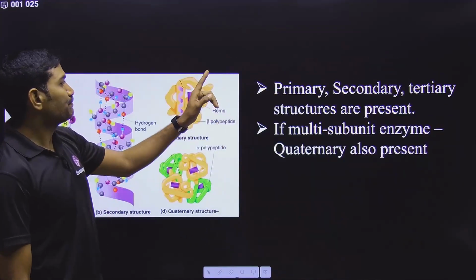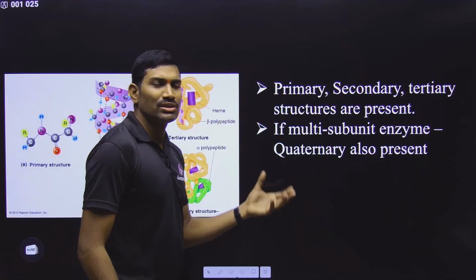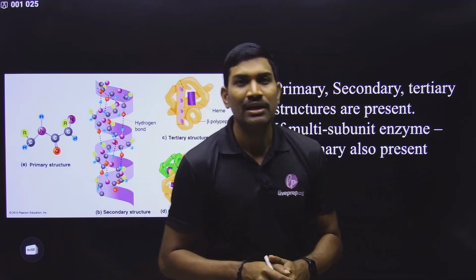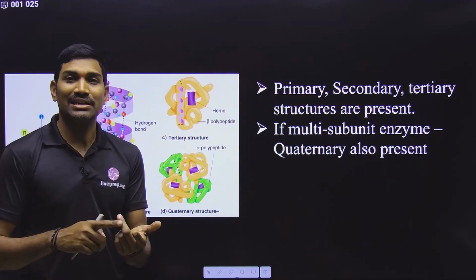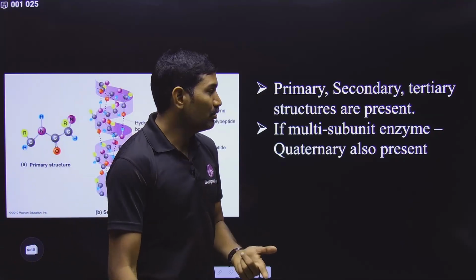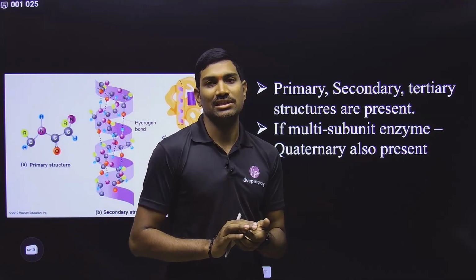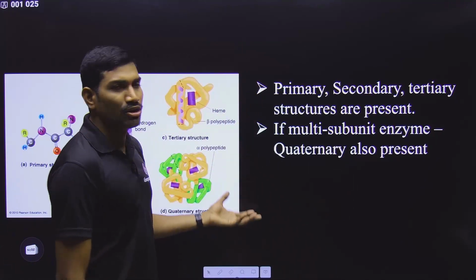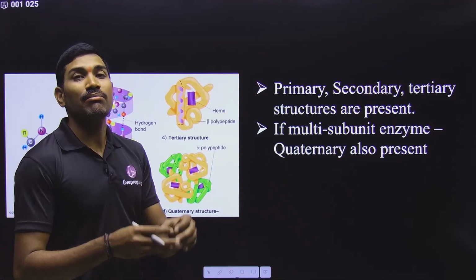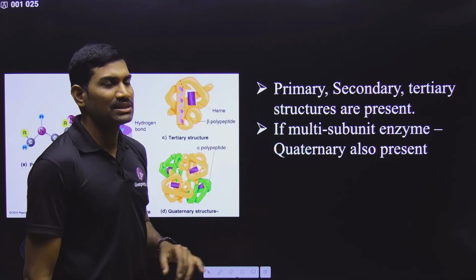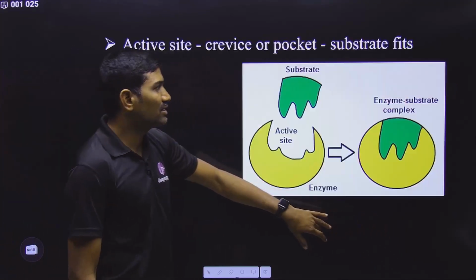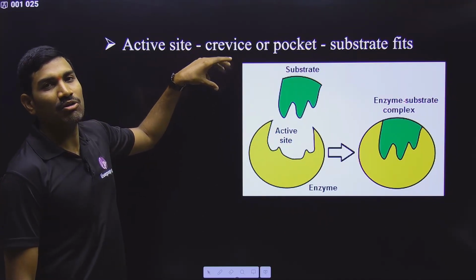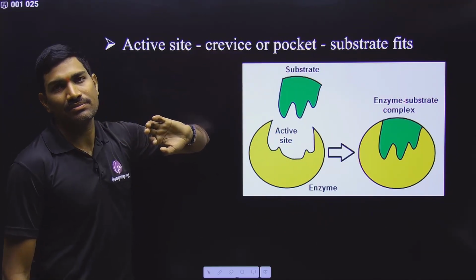Clear? Next, we are not talking about ribozymes here, we are talking about protein enzymes only. Proteins have primary, secondary, and tertiary structures. If they are multi-subunit, then only they will have quaternary structure. But whatever it is, until the tertiary structure it is compulsory. For the majority of these proteins, for their normal biological activities, tertiary structure is compulsory. So they have different foldings, and in these foldings some gaps may be present, which are technically called crevices or pockets.